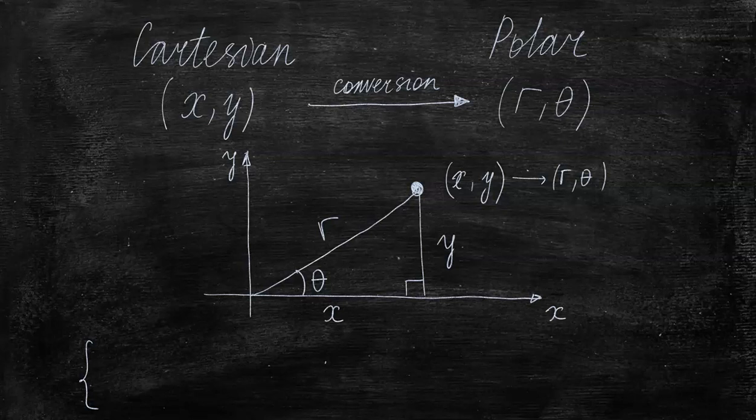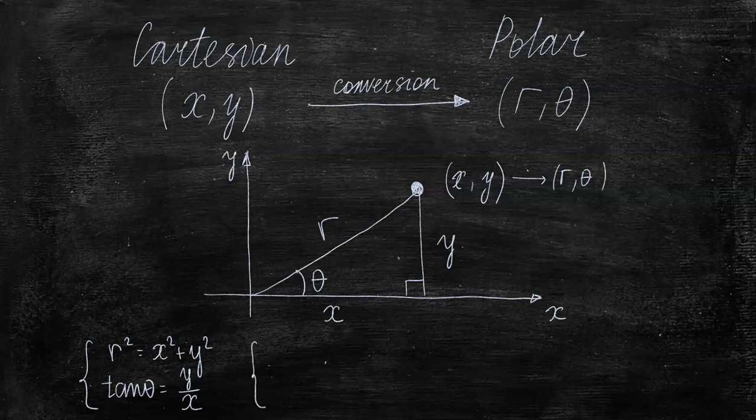And how do we find r if x and y are given? Well, look at this right triangle, and according to Pythagorean theorem, r squared will be equal to x squared plus y squared. Also, the tangent of theta is equal to y over x. So why don't we solve these equations?